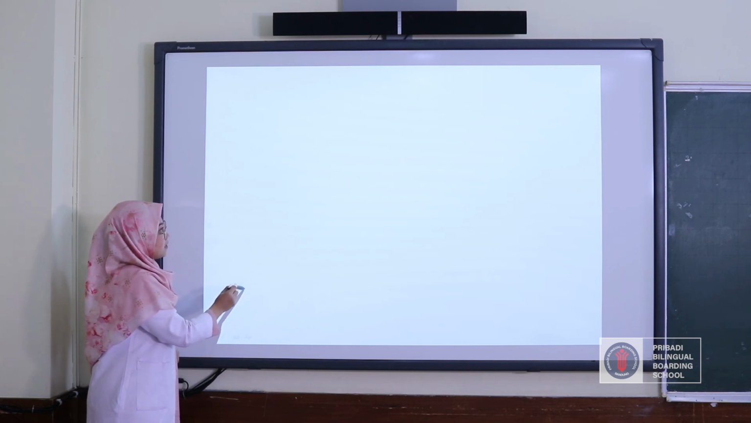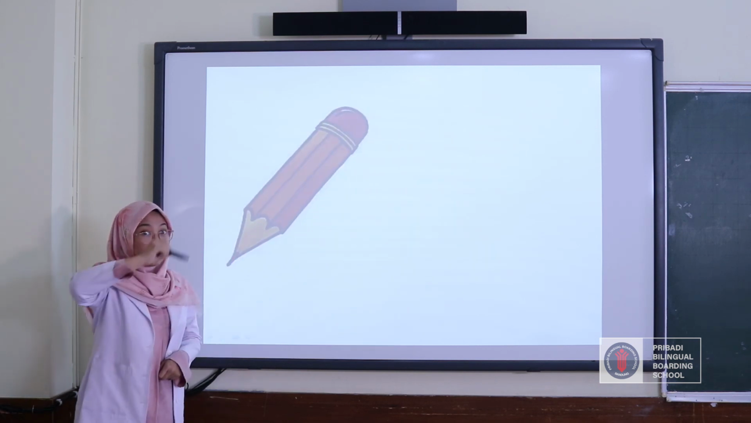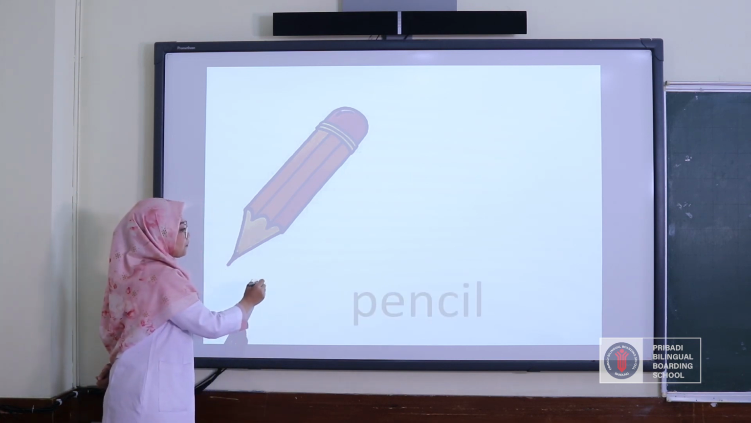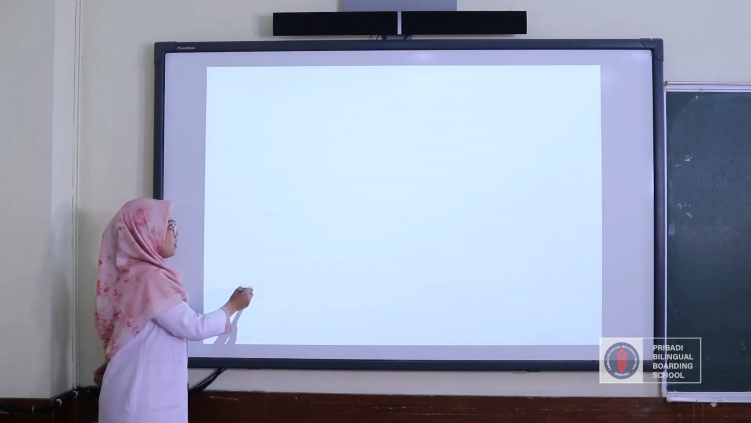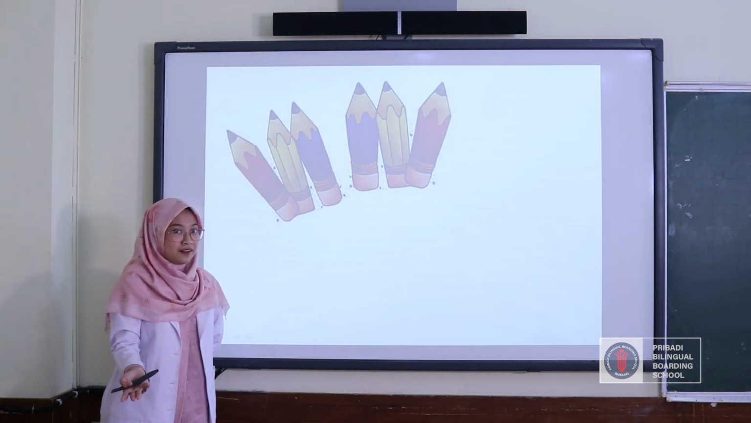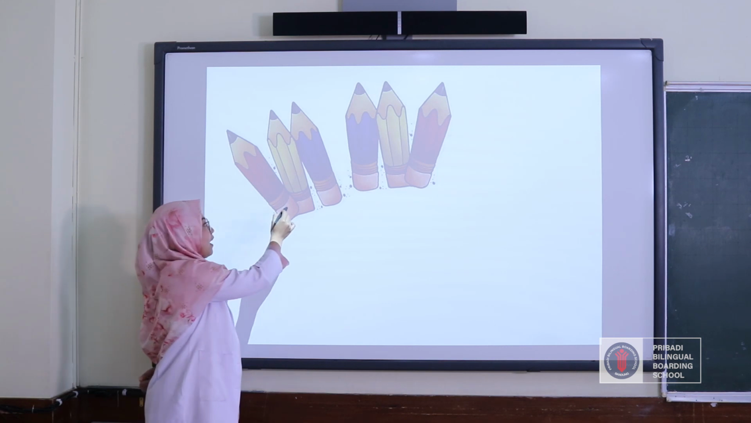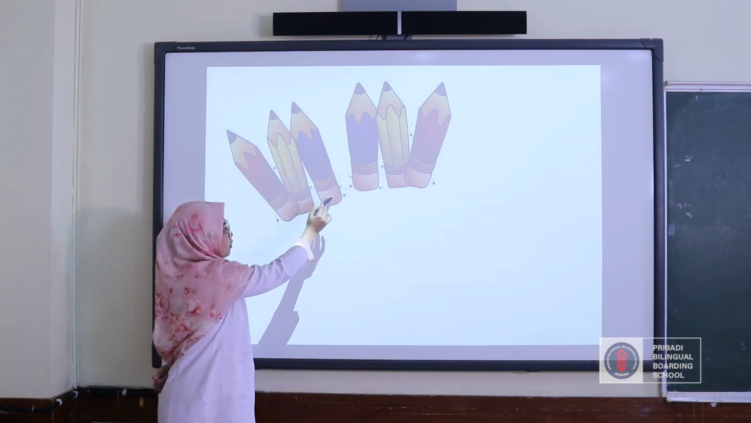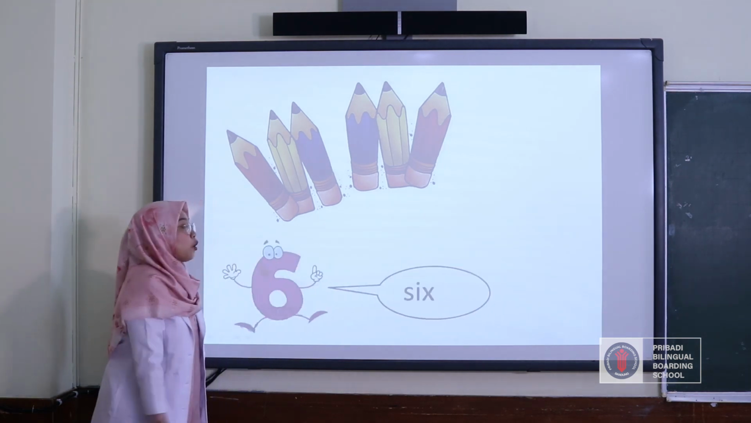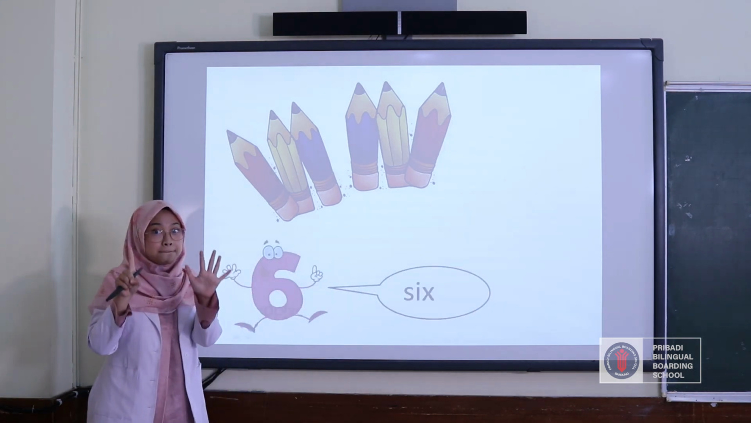Very good. The next one is the one that you use for writing. We call it a pencil. Very good. Now, there are so many pencils. How many are there? Let's count together, yeah? 1, 2, 3, 4, 5, and 6. So we have 6 pencils.